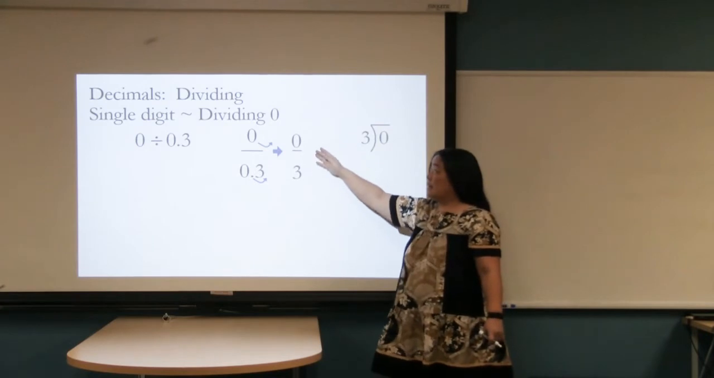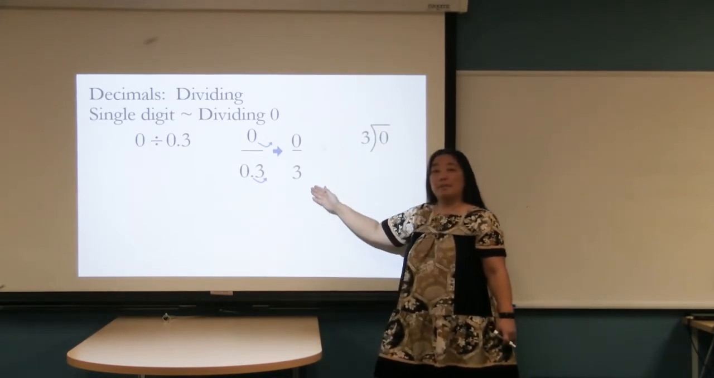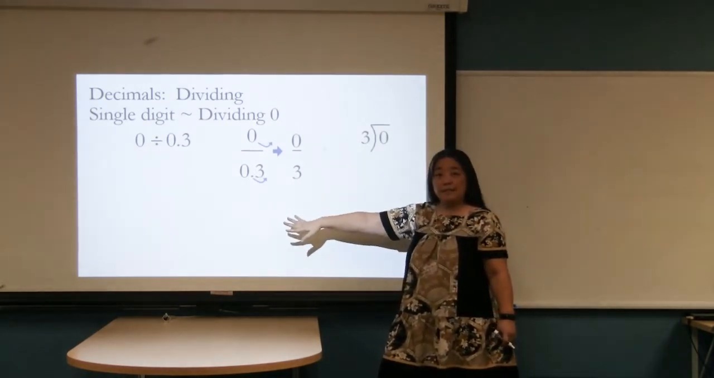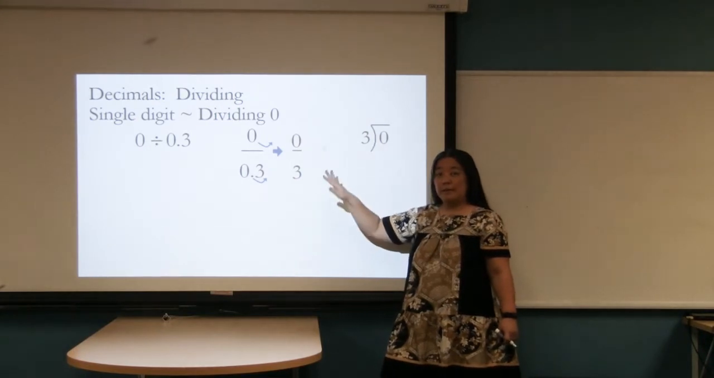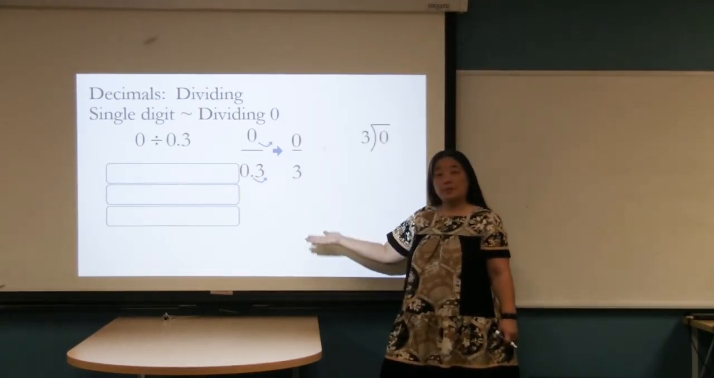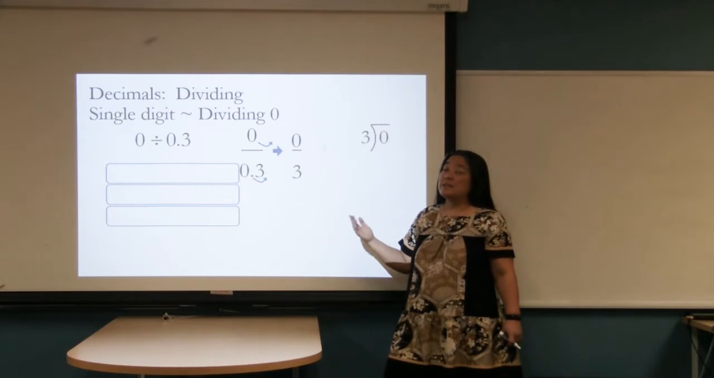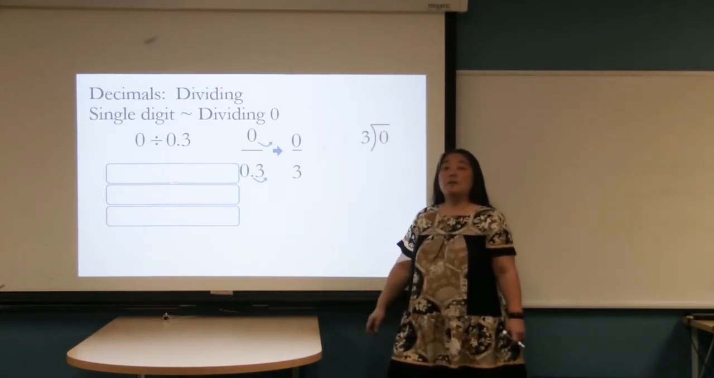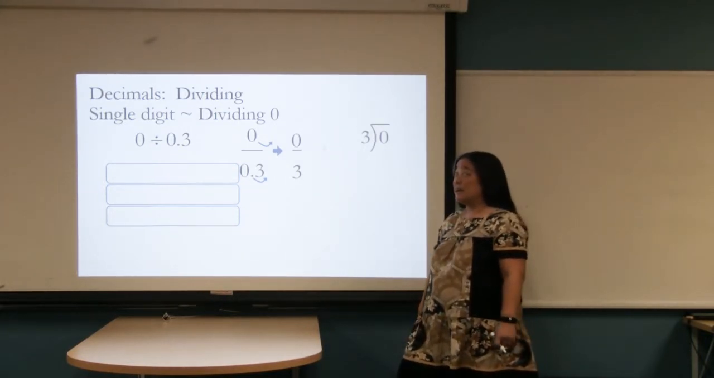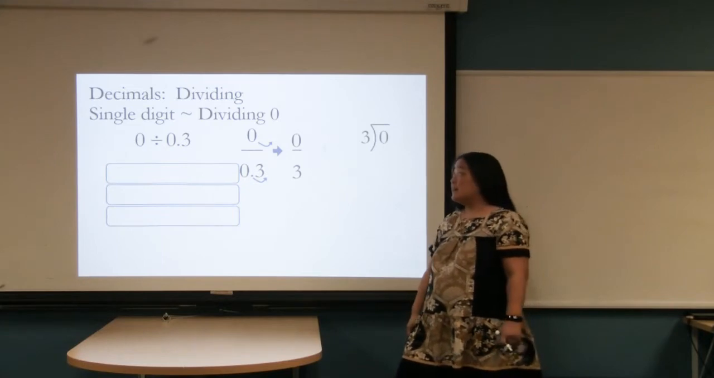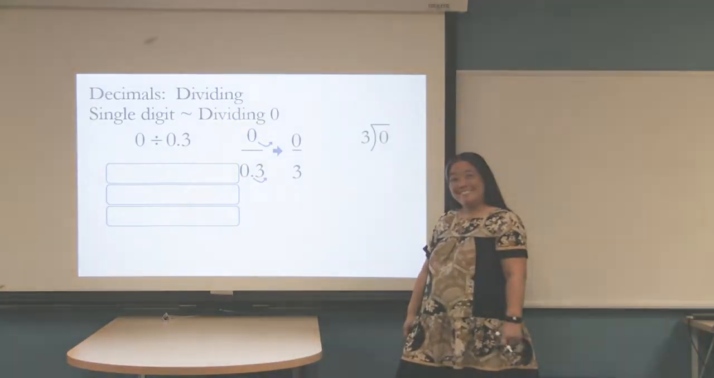Now, if you remember, 0 divided by 3 means I will have 0 dots, or 0 pluses or minuses, and I will divide it into 3 equal groups. The answer is the number inside of each group, which means that 0 divided by any number other than 0 is going to equal 0.